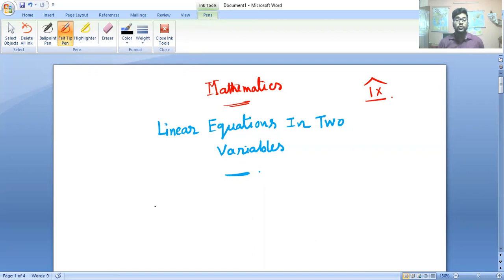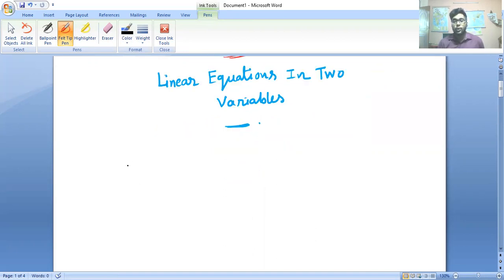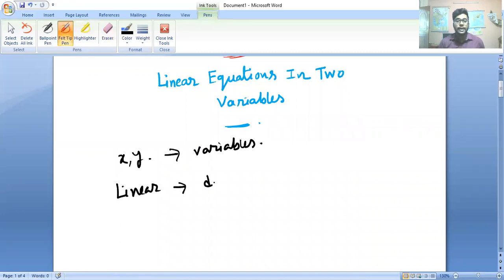So, first, two variables means we have two unknown algebraic quantities, right? Like x and y. These are variables, right? Also, we know linear means degree equals 1. That means the degree of the equation that will be given is equal to 1. Therefore, what is the general form of any linear equation?